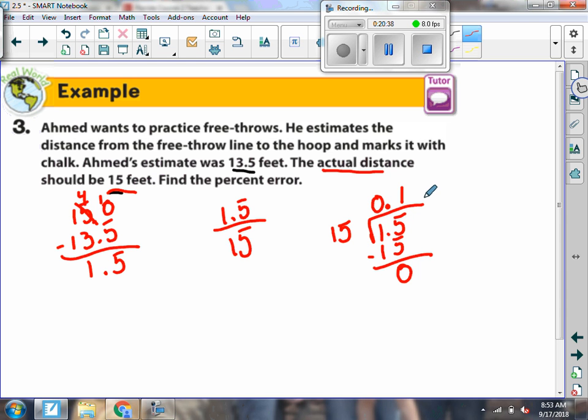So now I need to change this into a percent. I move my decimal 2 places to the right. Okay, so I'll have to add a 0. So this will be a 10% error. Okay, so the percent error is a little bit different in that you still find your difference, but it's over the actual amount. And instead of it being the percent increase or decrease, it's the percent error.